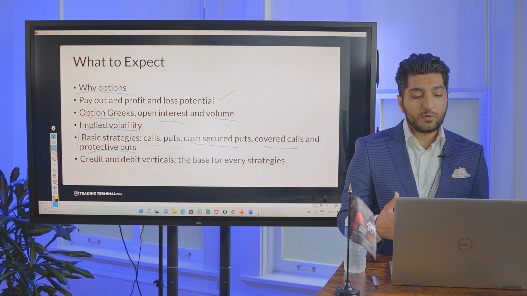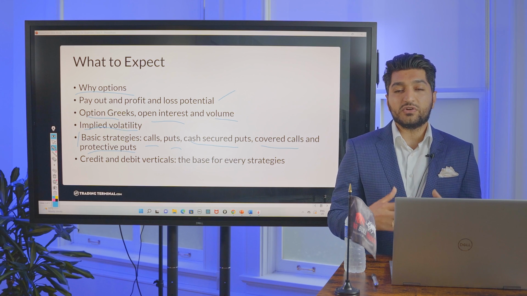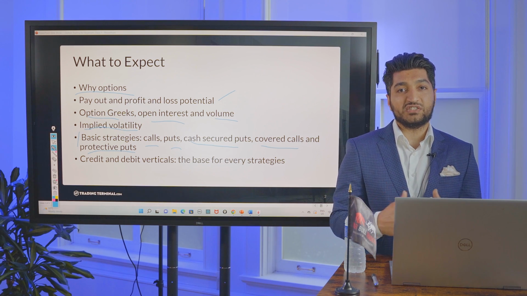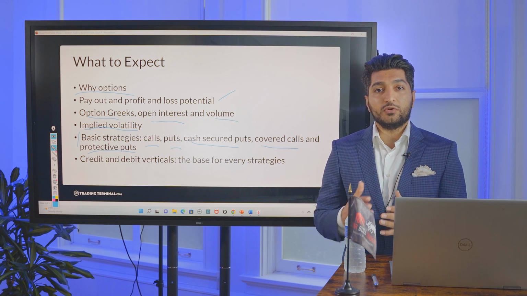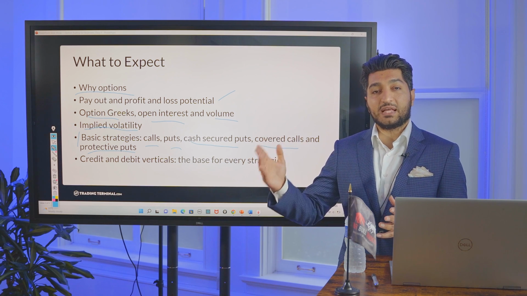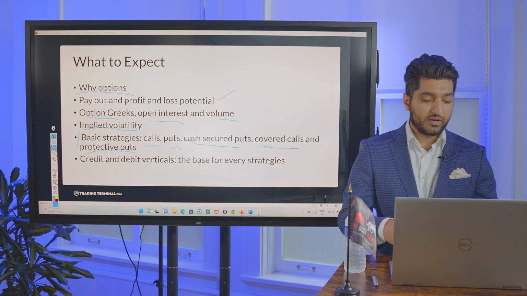And lastly, we're going to talk about verticals, credit and debit verticals. These are the base for every advanced strategy. So if you understand how to use verticals correctly, you can take on the next course, which is advanced option trading. So without further ado, let's get started.